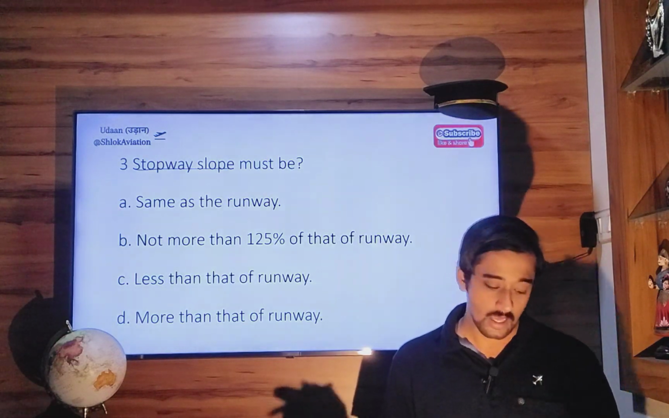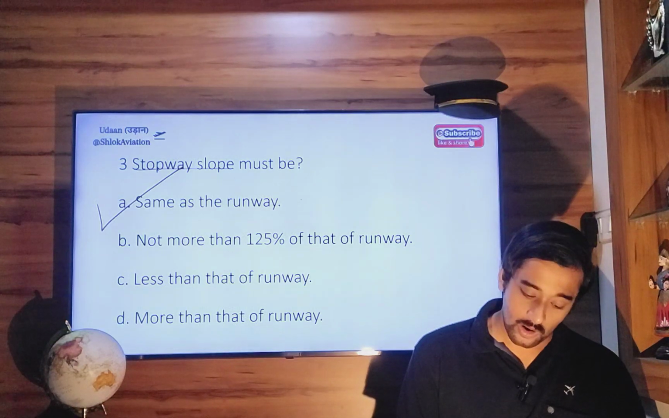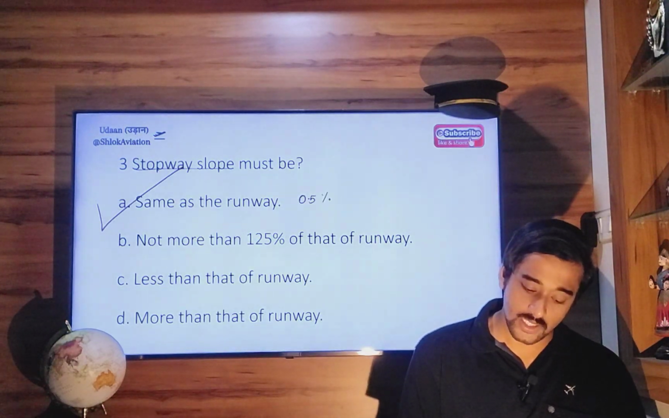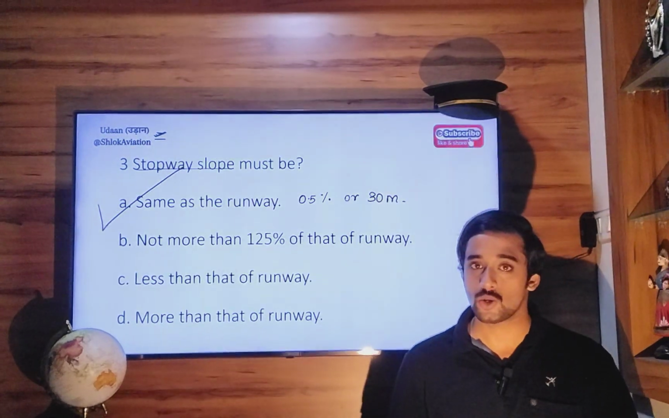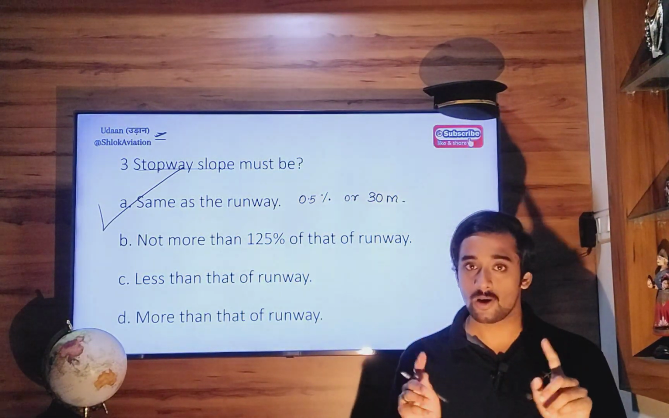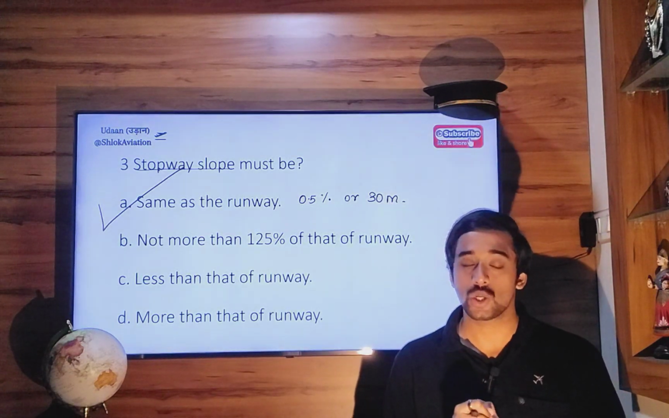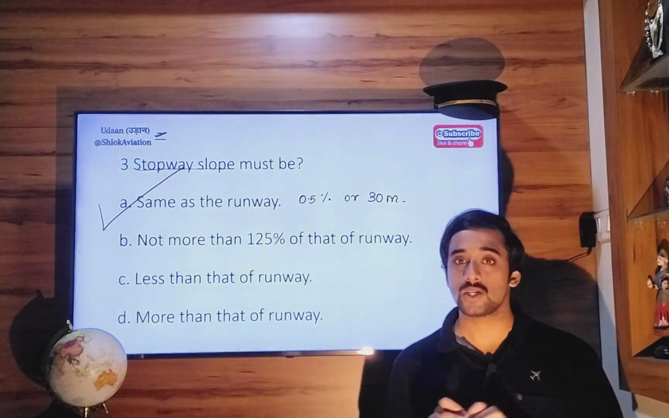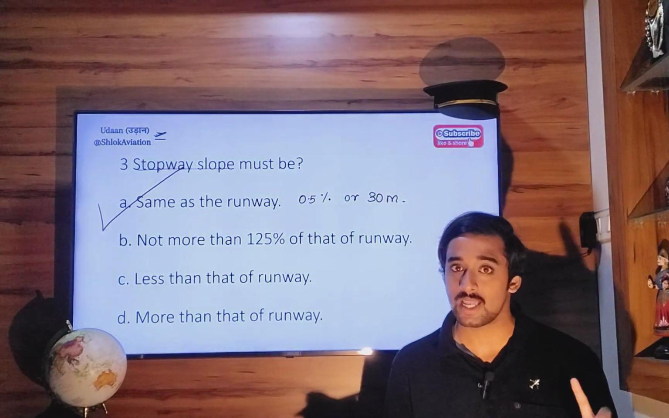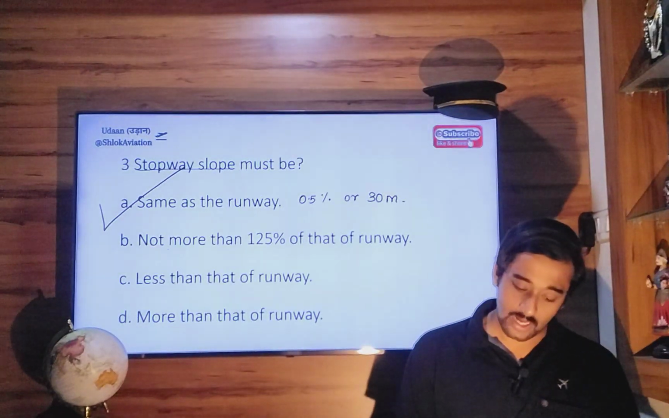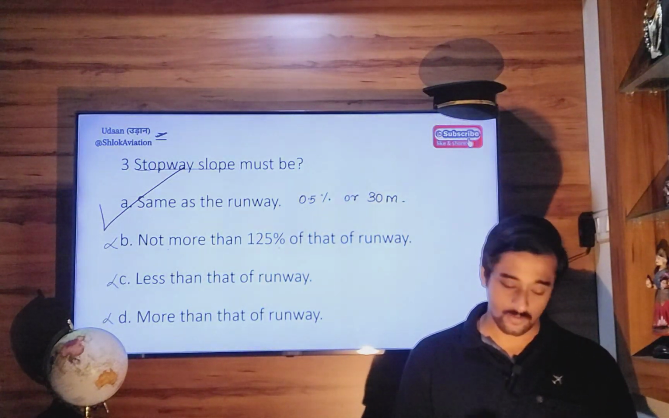What is the rule? So the rule is stopway slope must be as same as the runway or within 0.5% or 30 meters. Okay, not beyond that. So it should be as same as the runway, or if it's not possible to have the stopway slope same as the runway, it should not exceed 0.5% of the runway slope or 30 meters of the runway slope, whichever is the lesser. Not more than 125% wrong, less than that of runway, more than that of runway wrong.